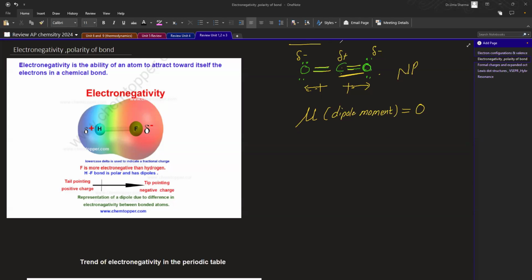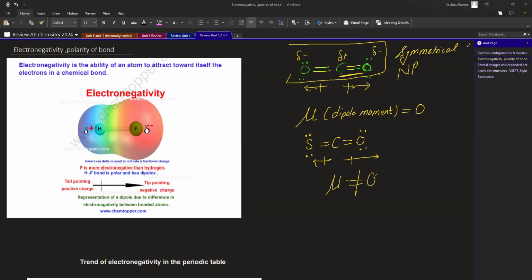And I'm going to categorize this molecule as highly symmetrical. Only in symmetrical molecules do the dipoles cancel out. If I give you this molecule, then it has a dipole like this, and it has a dipole like this. But are these two dipoles equal in magnitude? No. This is sulfur, this is oxygen. So the net dipole moment here is not equal to 0. So what happens? Is this molecule polar or non-polar?